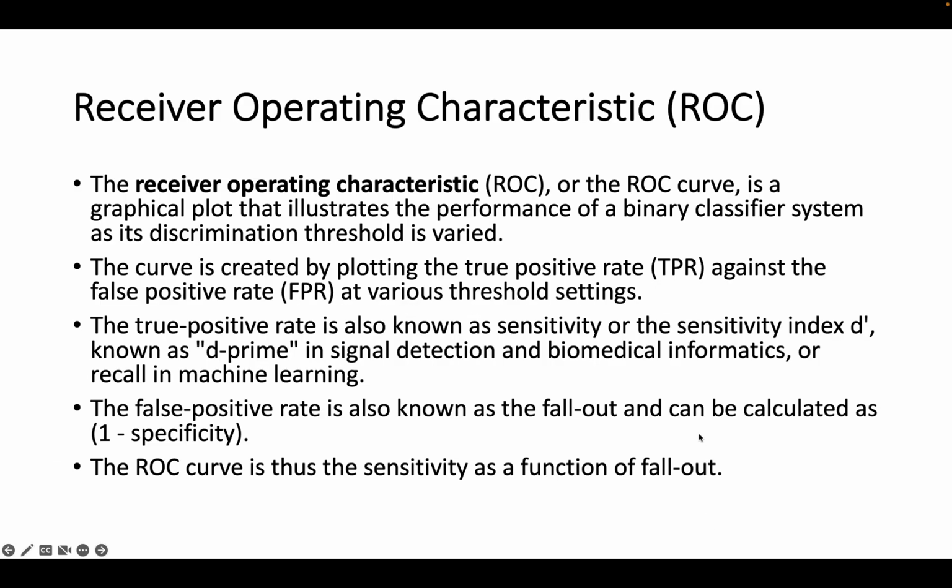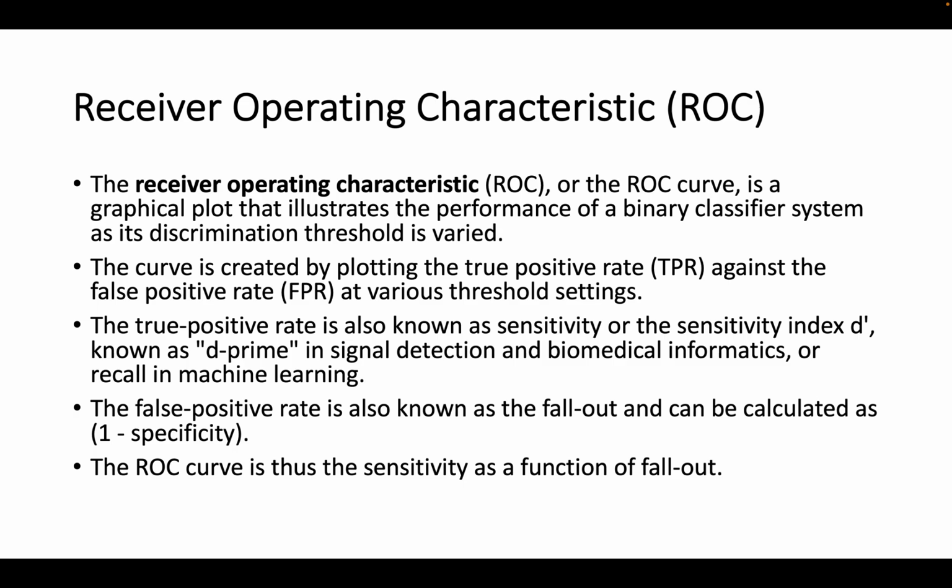Receiver operating characteristic, ROC. The receiver operating characteristic, ROC, or the ROC curve, is a graphical plot that illustrates the performance of a binary classifier system, as its discrimination threshold is varied. Threshold is not fixed, it is variable. The curve is created by plotting the true positive rate, TPR, against the false positive rate, FPR, at various threshold settings. The true positive rate is also known as sensitivity or the sensitivity index, known as D prime.